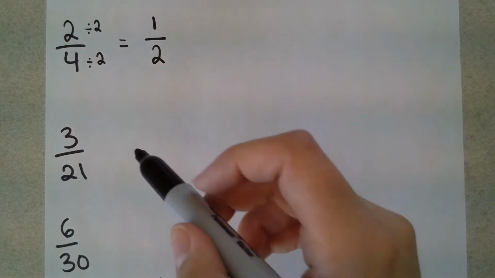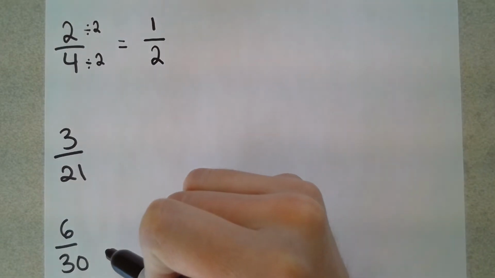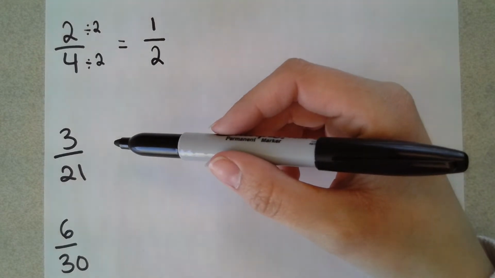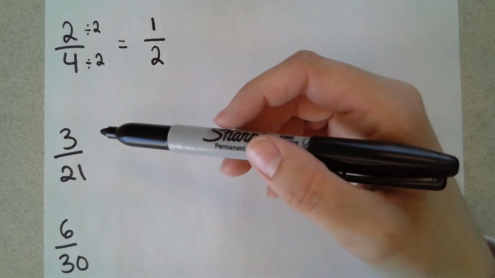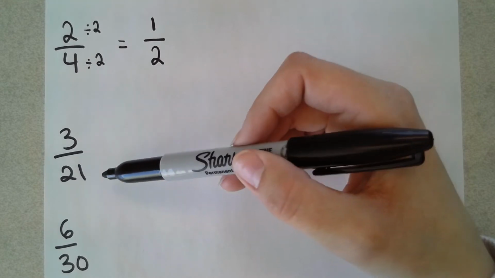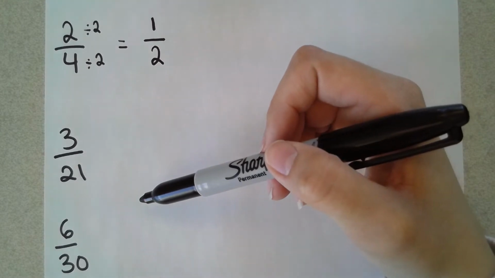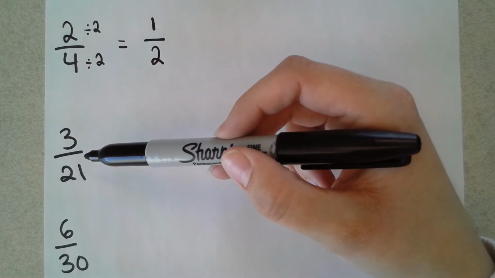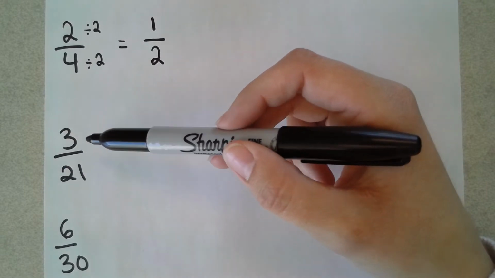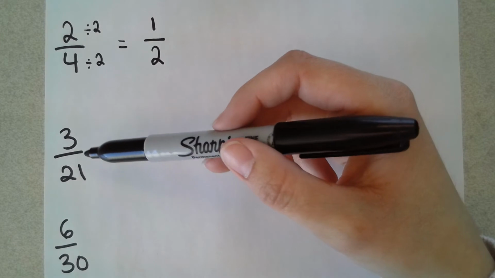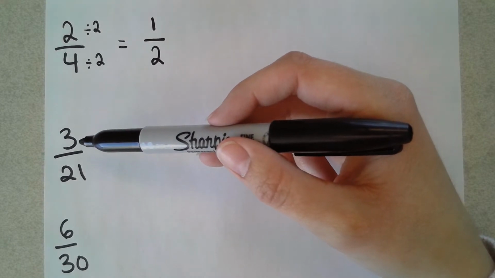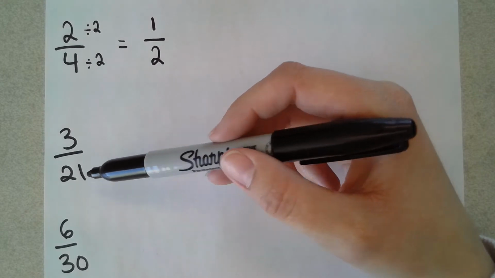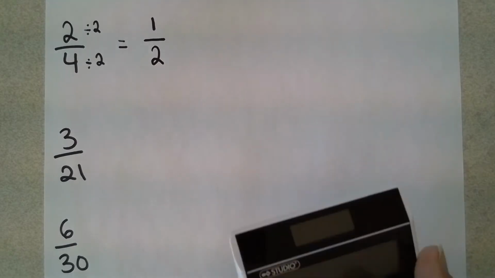The next one is 3/21. Okay, so again, you're going to think, what number goes evenly into both 3 and 21? Well, the only number that goes into 3 is 3, right? Other than 1, but you can't divide by 1 to reduce. So 3 goes into 3. Does 3 go into 21? Yes, 3 does go into 21.